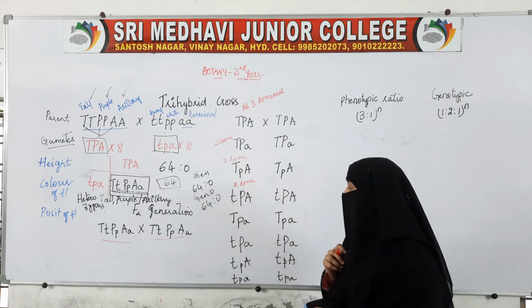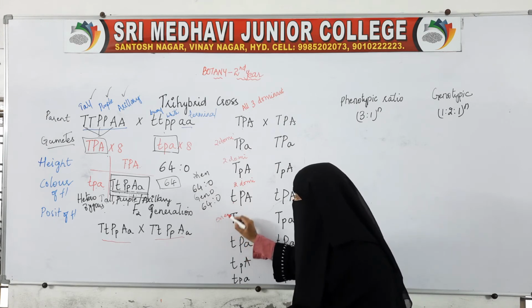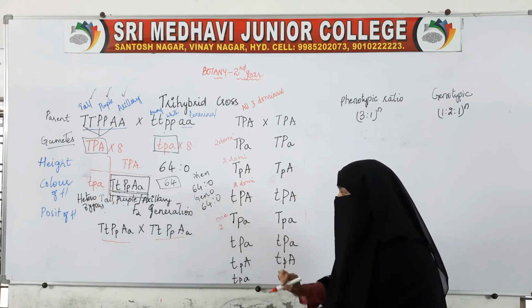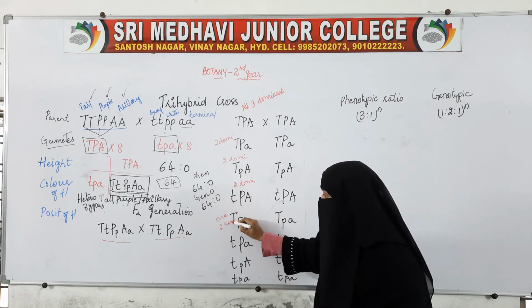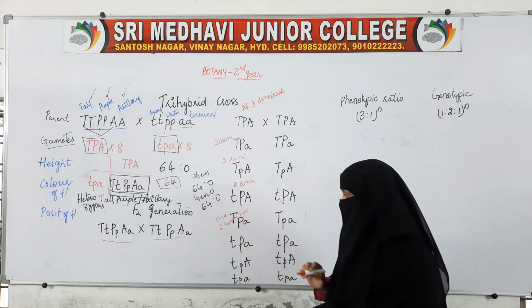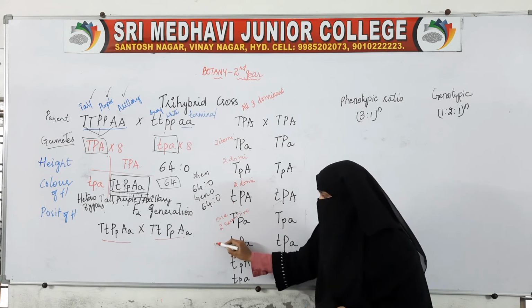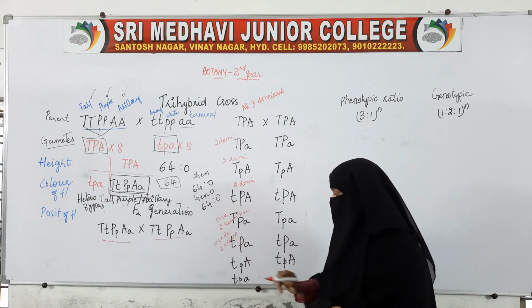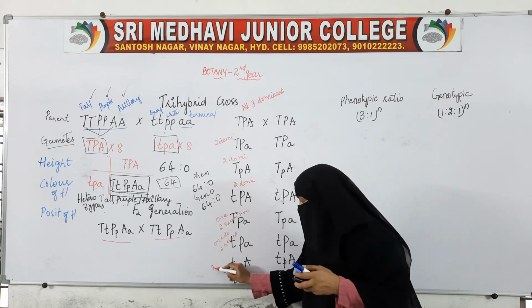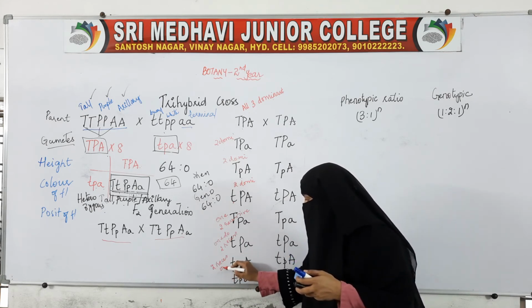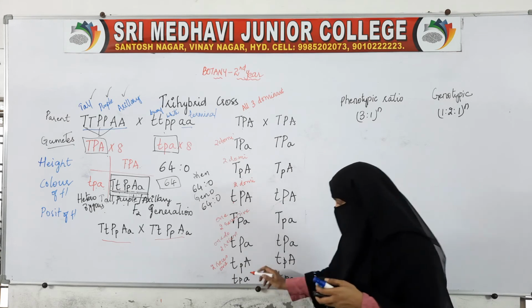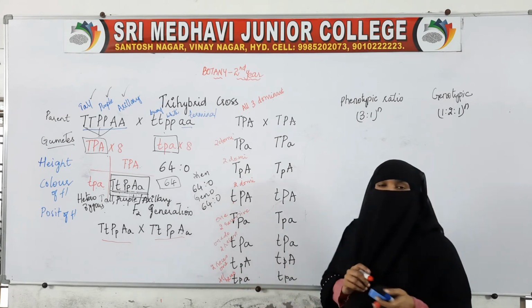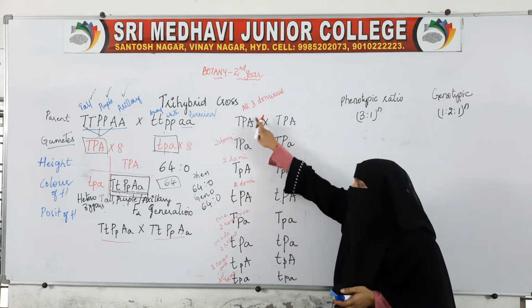Then we see here we get one dominant and two recessive. Only T is dominant, this P and this A are recessive. Here also one dominant, two recessive. Here two recessive, one dominant. Here all of them are recessive. So these are the gametes.